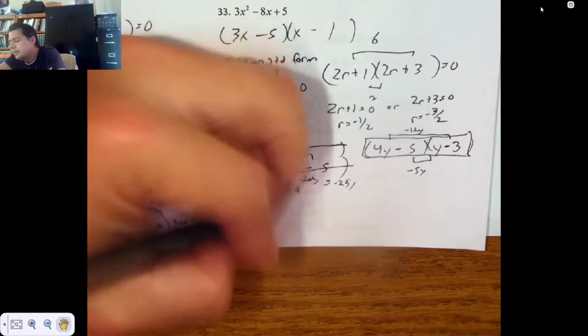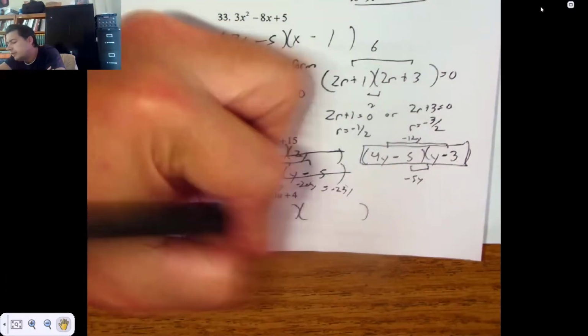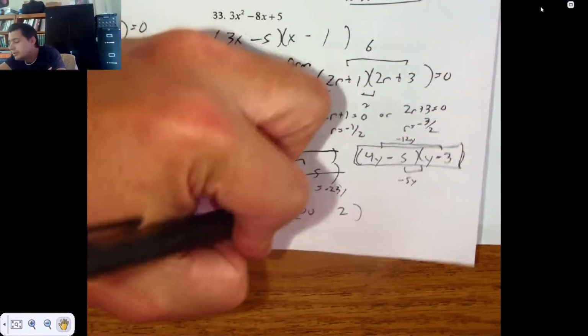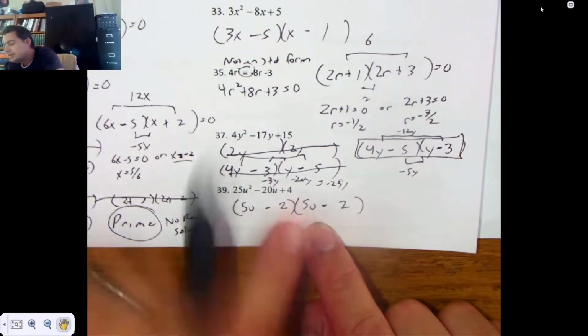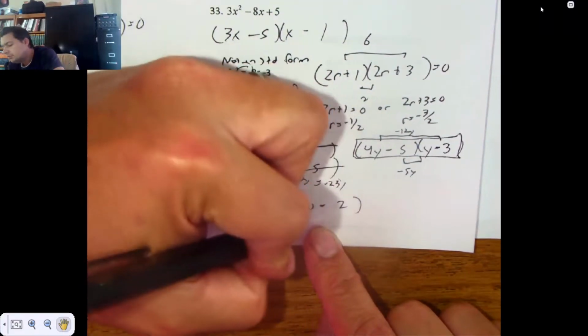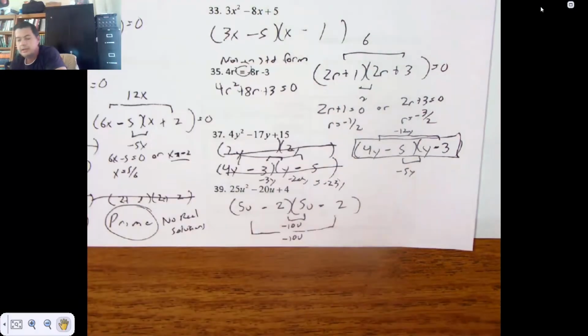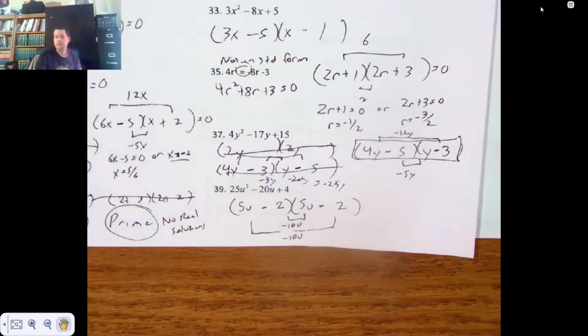39 should factor nicely. My gut says 5u and 5u. My gut also says 2 and 2. My gut also says negative and negative. Because the inside creates a negative 10u, and the outside creates a negative 10u. And you have your negative 20u. So that is 28 through 39.